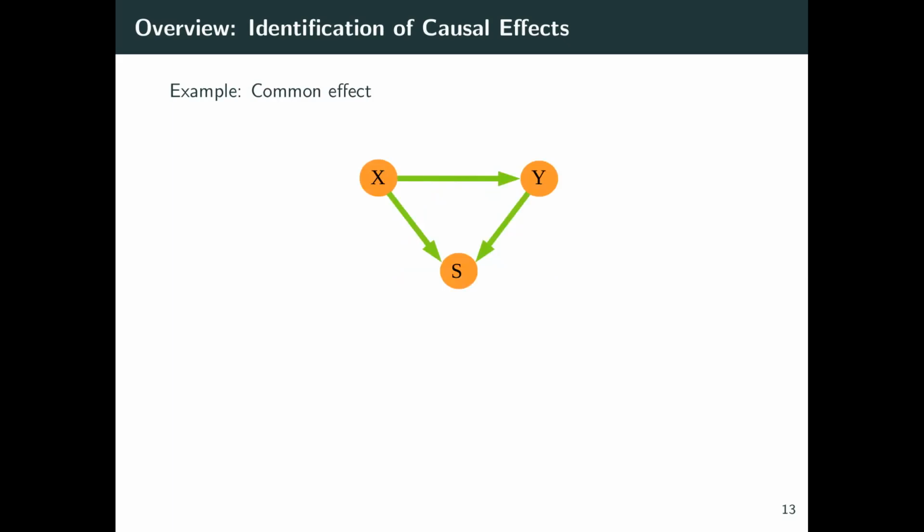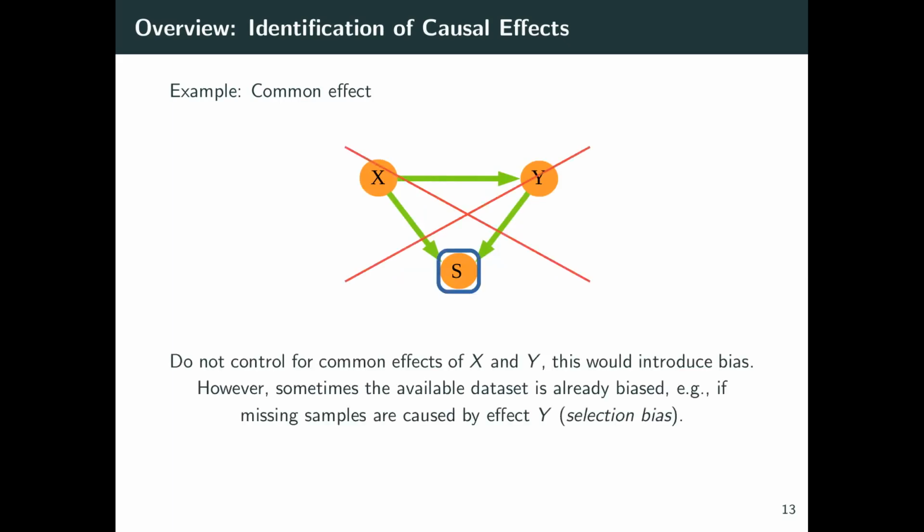What about this, the common effects case? X and Y both cause another variable S. And also here, you should not control for common effects of X and Y because this introduces a bias to the model. So again, you would not get the correct causal effect here, but you get something due to the common effect of S. And as a side remark, sometimes this is unavoidable.